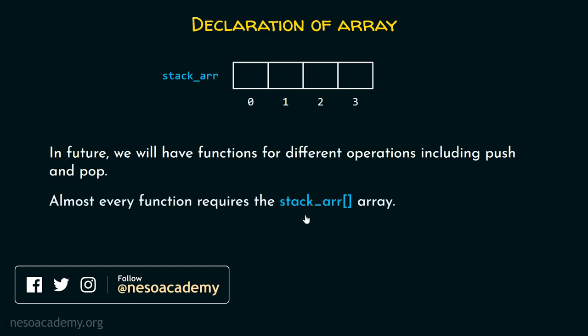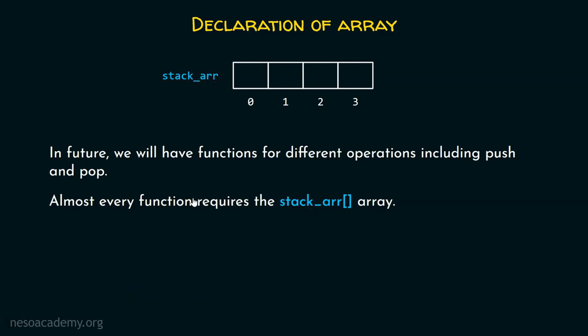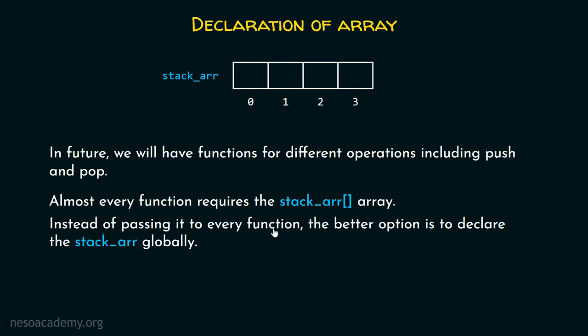Almost every function requires this array, stackARR, in order to perform operations on it. Instead of passing stackARR to every function, the better option is to declare the array globally. This is my call. This means we need a global declaration of this array so that every possible function in the program can access it.